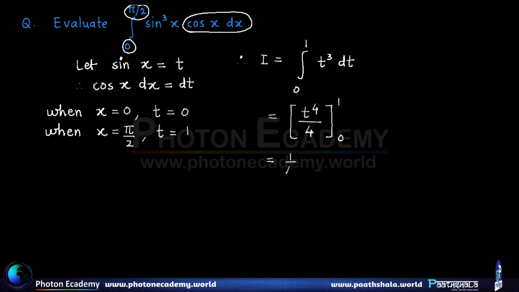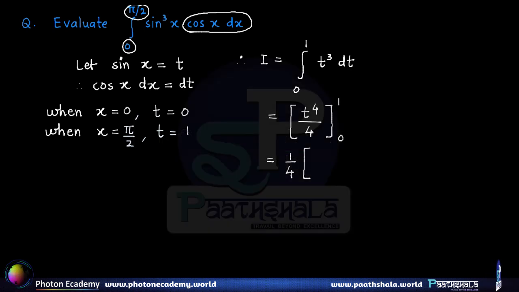We can take 1 by 4 common because it's a constant. After putting t as upper limit, that is 1, we get 1 raised to 4, which is 1, minus, t is 0, so 0 raised to 4 is 0. So the answer is nothing but 1 by 4.